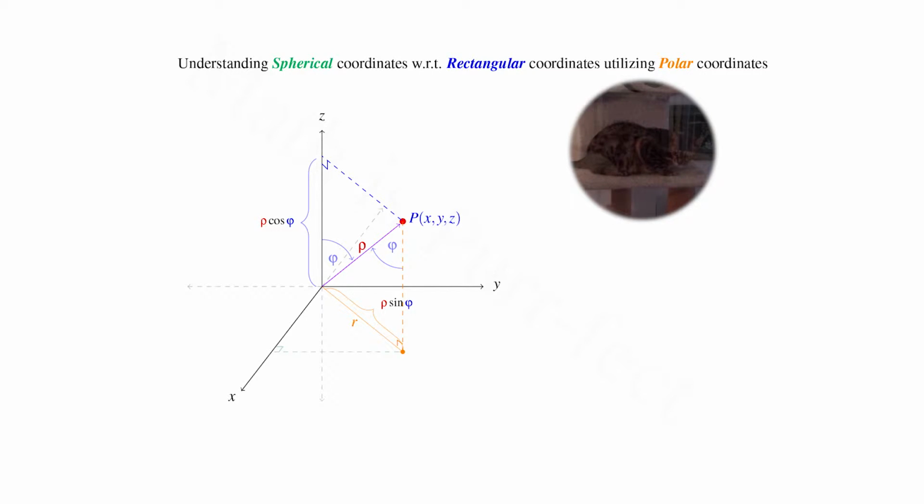Projecting vector r onto the x-axis, we note that it's at an angle theta with respect to the origin in the xy plane. Hence, in polar form, we know that our x-coordinate would be at r cosine theta. Yet for us, the measure of radius r was found to be rho sine phi. Hence, the x-coordinate becomes rho sine phi cosine theta.